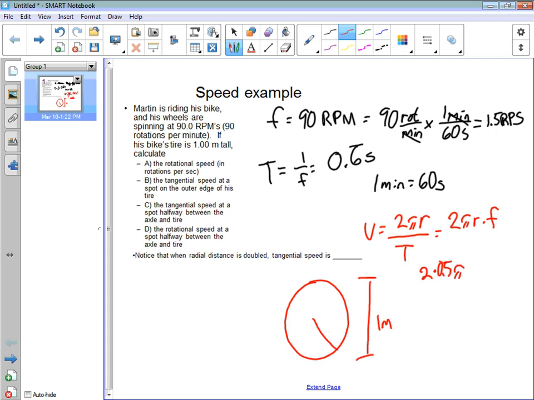What do we get? Same either way. What should you get? 4.7 or 4.71 meters per second.